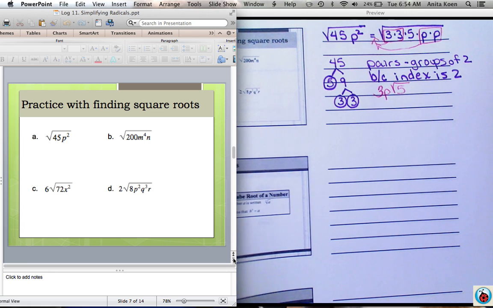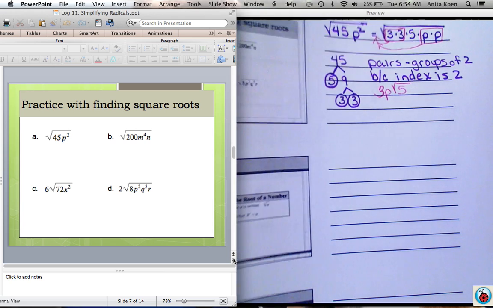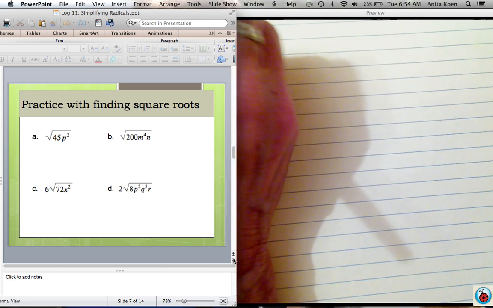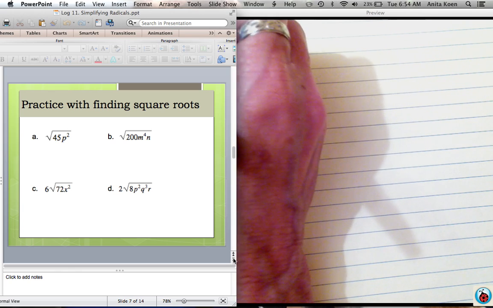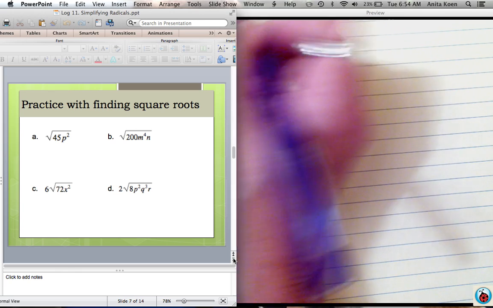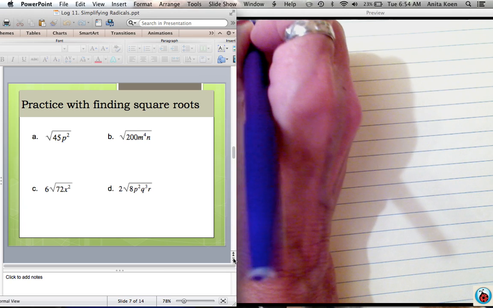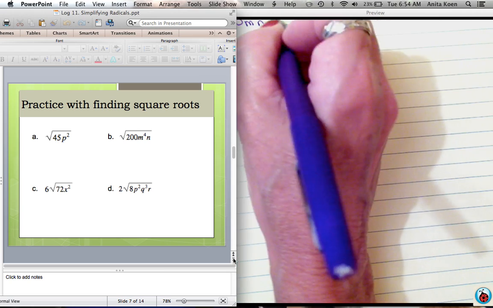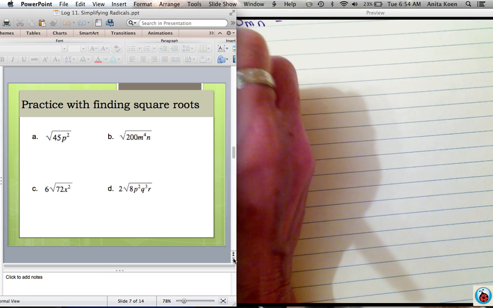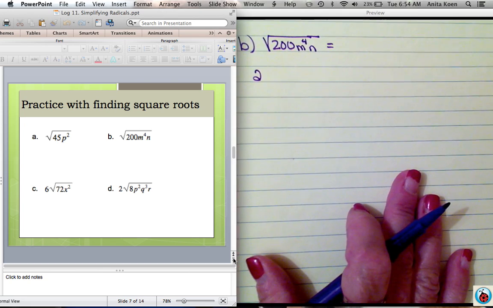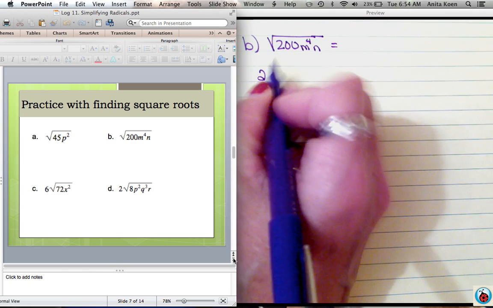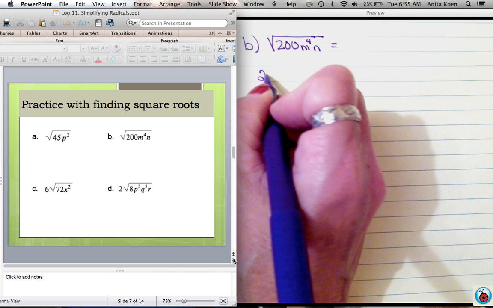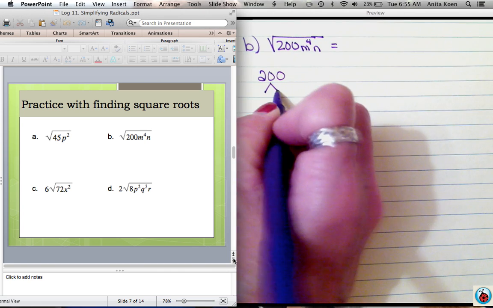I'm going to move this over and we're going to do letter B. Letter B looks like this: the square root of 200 m to the 4th n. Okay, so I'm going to come over here and do my factor tree. Oh, wait, you can't see. I'm just working away and you can't see. So, the square root of 200 m to the 4th n. Doing our factor tree for 200.